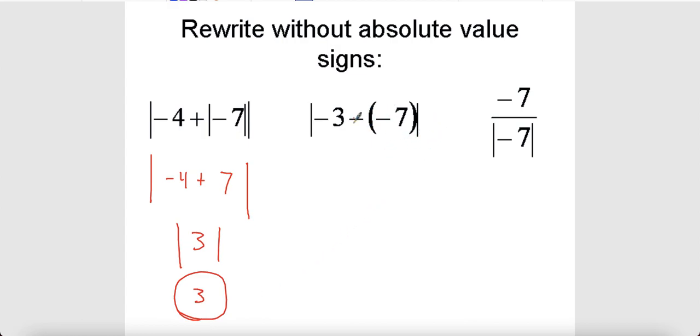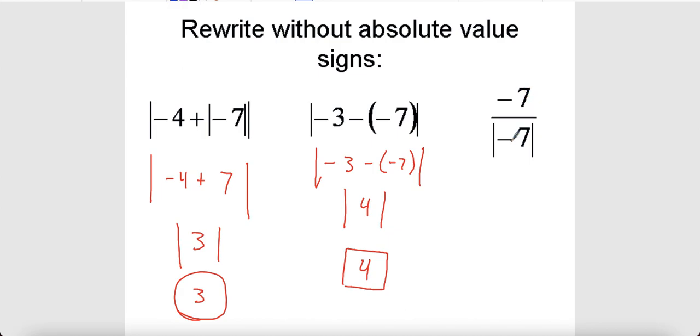Okay, so again, I've got operators inside of an absolute value. First, I'm going to evaluate negative 3 minus negative 7, which is going to turn to negative 3 plus 7, which is 4. Then I account for the fact that there's absolute value. Absolute value of 4 is 4.